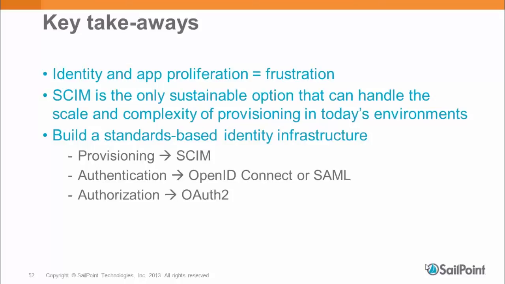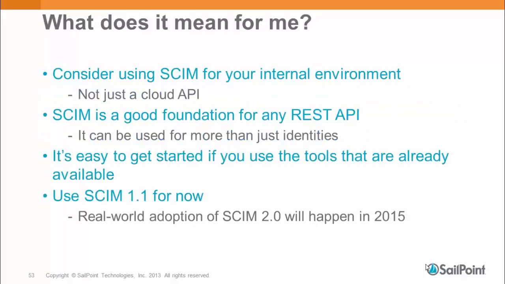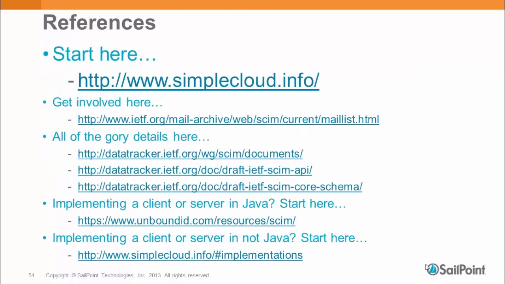So the key takeaway here is that with the proliferation of identities and apps, we've had a lot of frustration, and SCIM is really the way forward to get past that. And here's your overall view of how to build a standards-based infrastructure. Use it for your environment. It's a good foundation for any REST API. And there are tools out there that you can use already. So go forth and conquer.